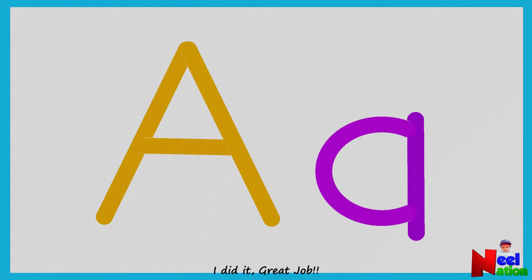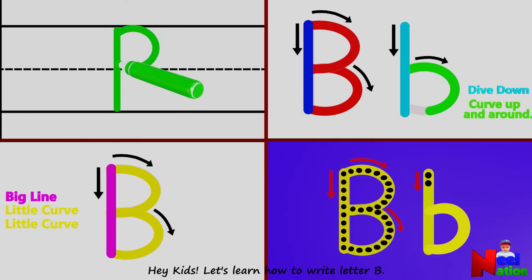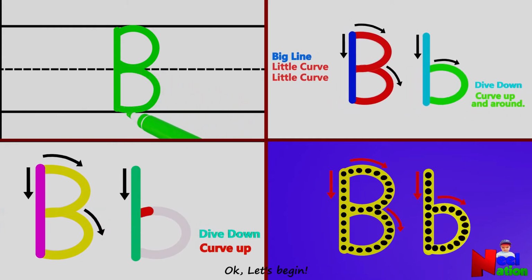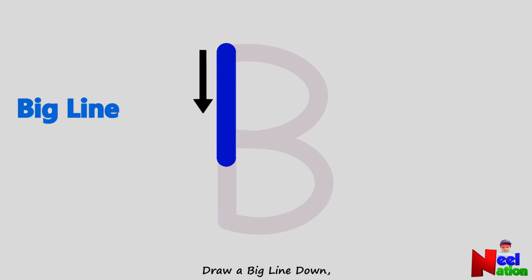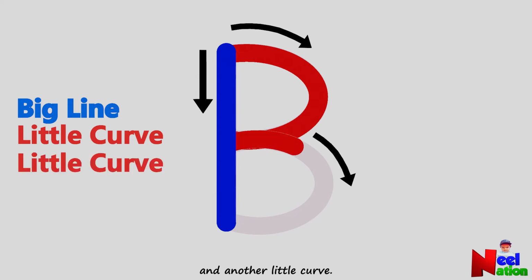I did it. Hey kids, let's learn how to write letter B. Okay, let's begin. Okay, draw a big line down, then a little curve, and another little curve. Now you have uppercase B.